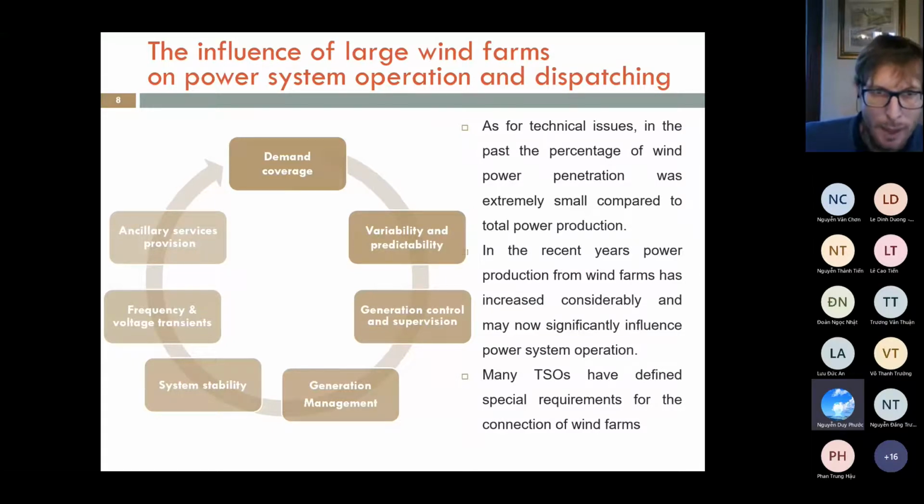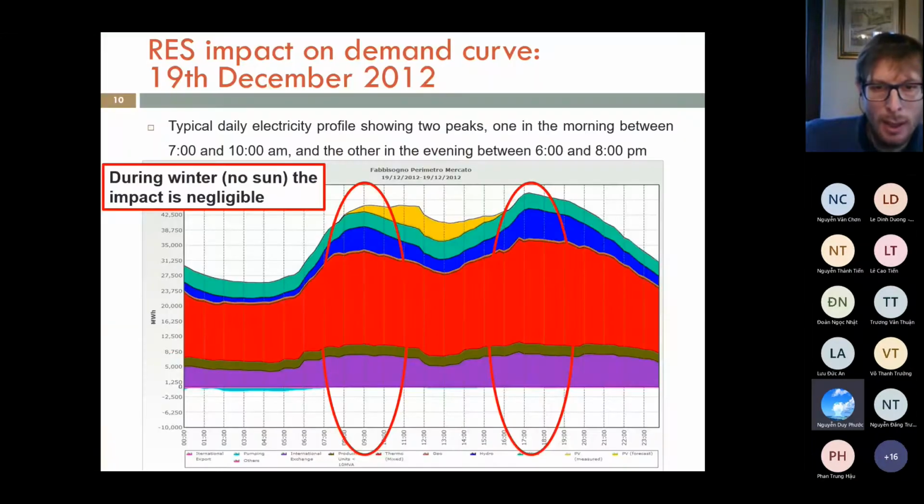transmission network. Okay, and in this slide I try to make a scheme of all the problems that can arise in transmission networks. Okay, so the demand coverage, variability and predictability, control, management, stability, voltage regulation, etc. So in the next slides, I will try to show you in more details all these issues. Let's start from the demand coverage. Okay.